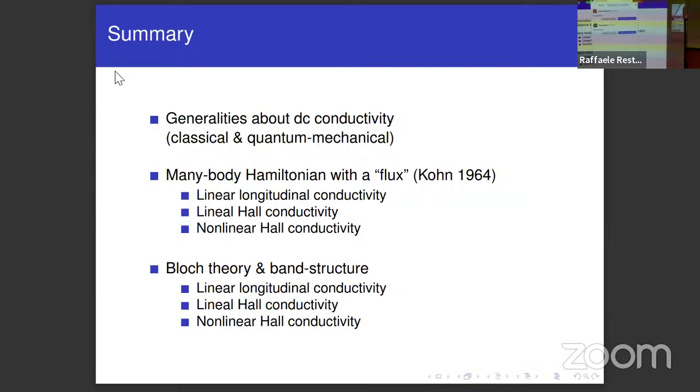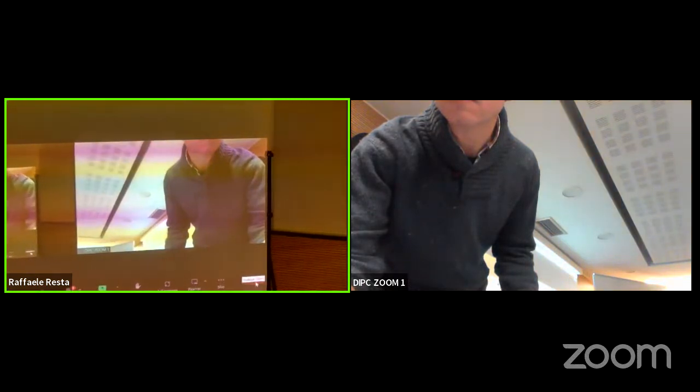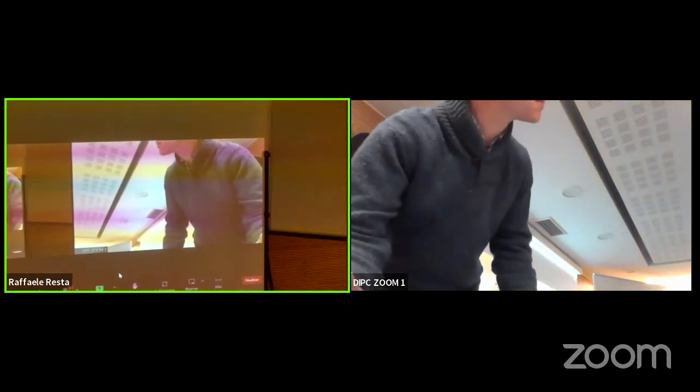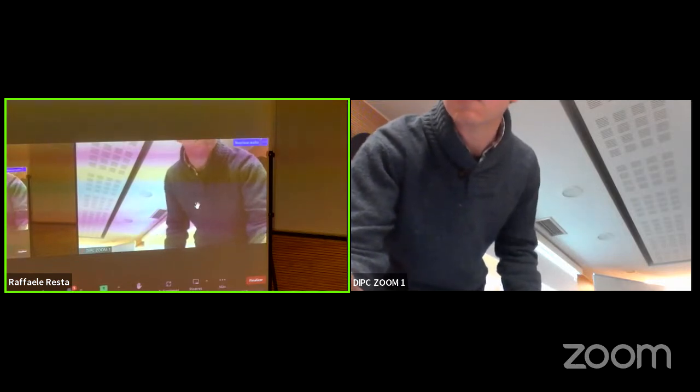Okay, we can discuss that tomorrow. Basically, this point of gauge in a way most effective. That's exactly the same I wanted to say.